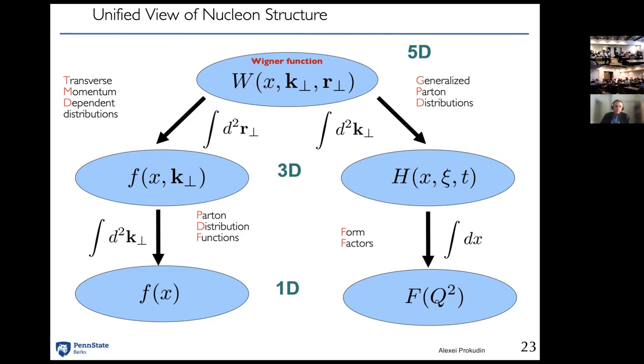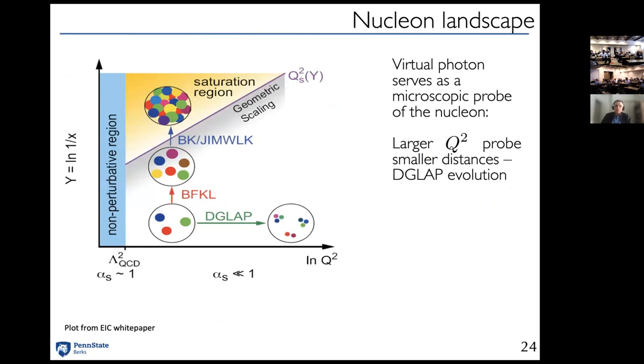Now, of course, there are a lot of peculiarities of how this can be done, because we are talking about distributions that are bare, renormalization conditions, and so on and so forth. Now, if we talk more about the nucleon landscape, we can talk about some evolution.